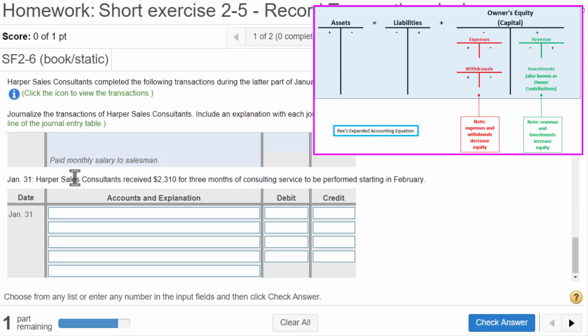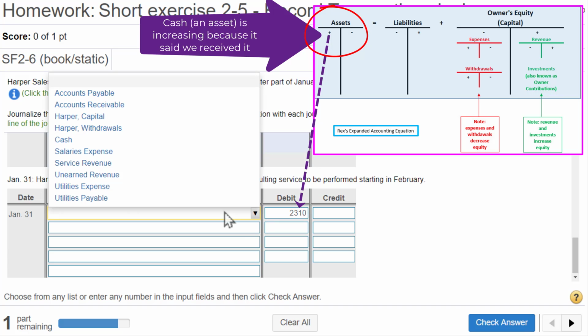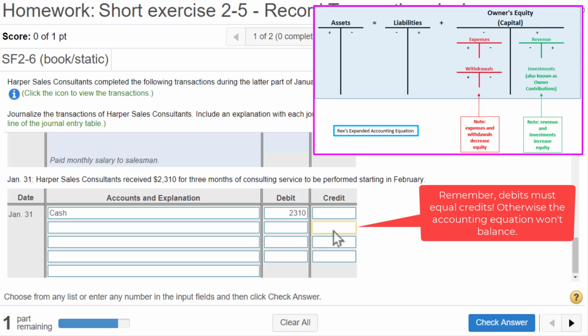Next, Harper Sales Consultants, that's us, received $23.10. All right, so it says received $23.10, so we know cash is involved. Which way is cash going? It's going up. And if cash is an asset, so if cash is going up, is it a debit or credit? That's a debit, so I'm going to put cash as a debit account. And then we know the other account has to be a credit.